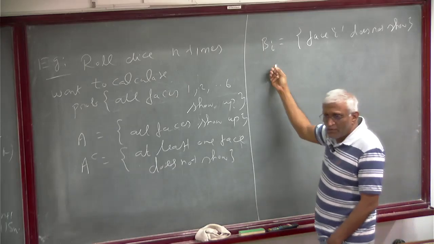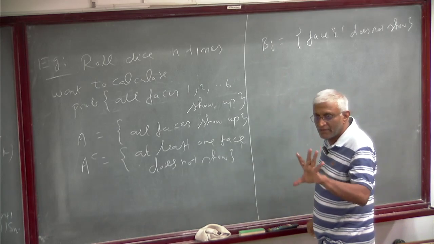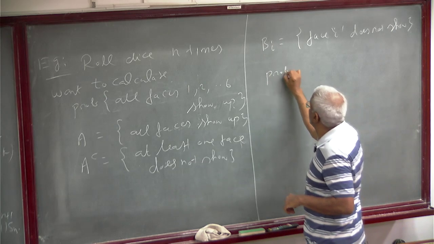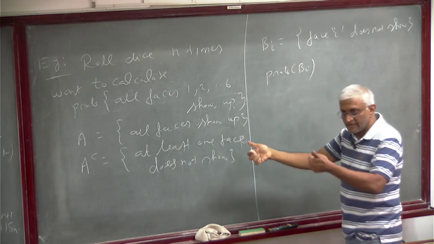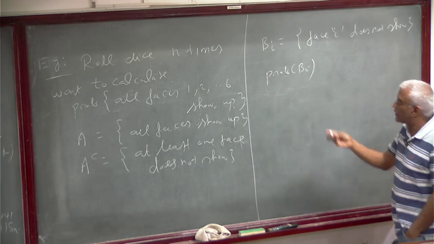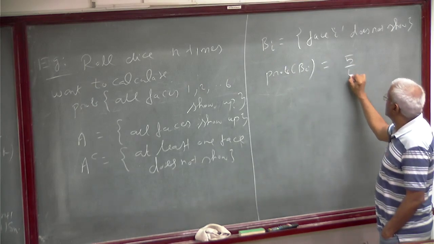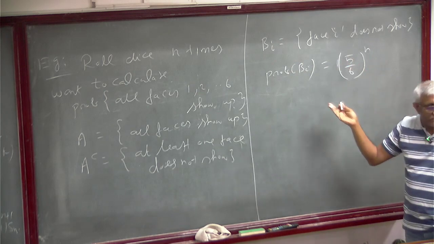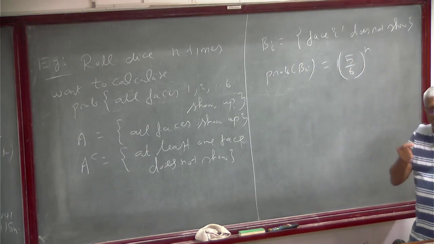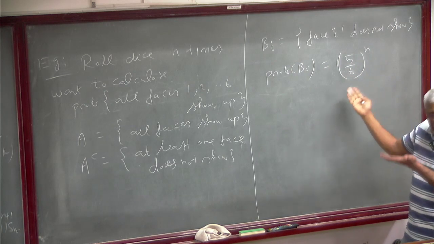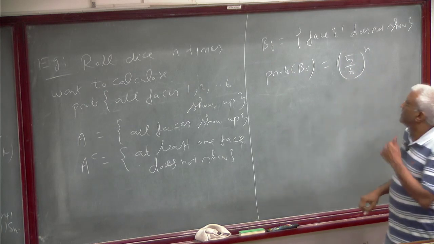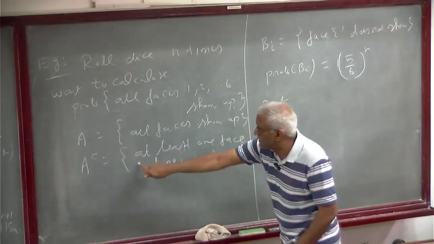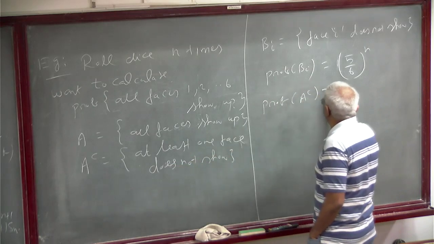So what is the probability of Bi? Only 5 of the faces should come up. So the probability of Bi in n trials, you are throwing the die n times, is 5/6 to the power n, right? The first throw 5/6, the second throw 5/6, so n times, 5/6 to the power n. So we want to calculate the probability of A complement. That's what we want to calculate.